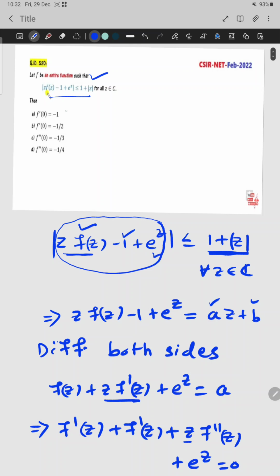What is the correct answer? f'(0) equal to minus 1: this one is false. This one is true.